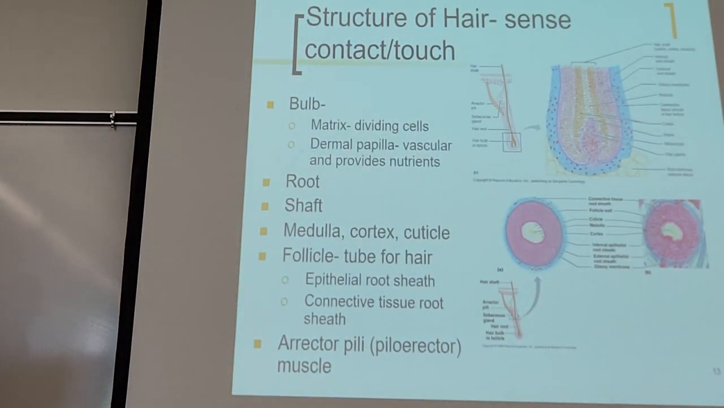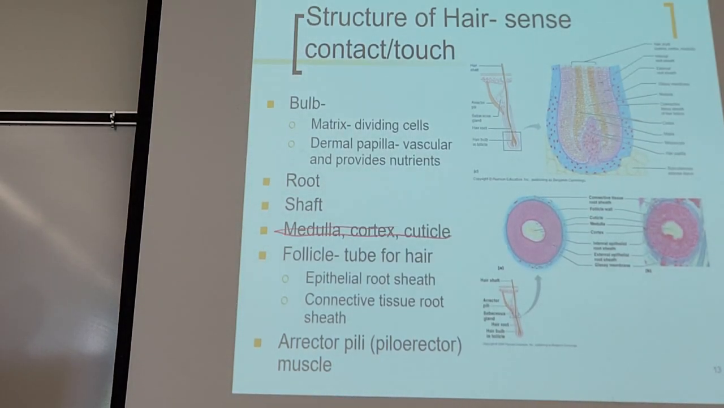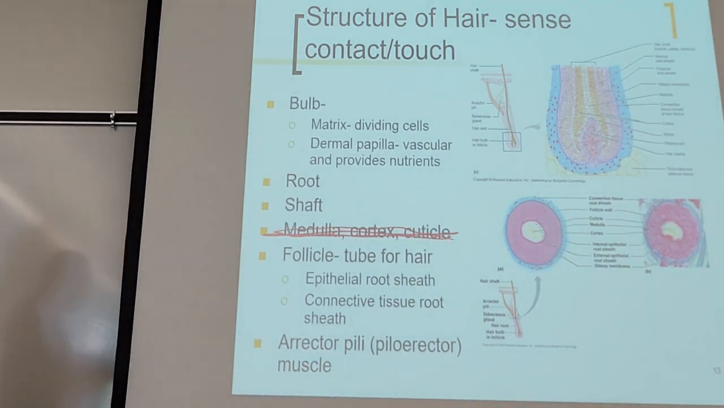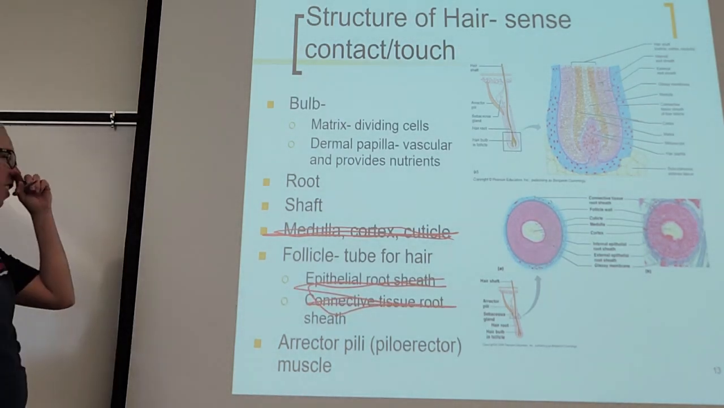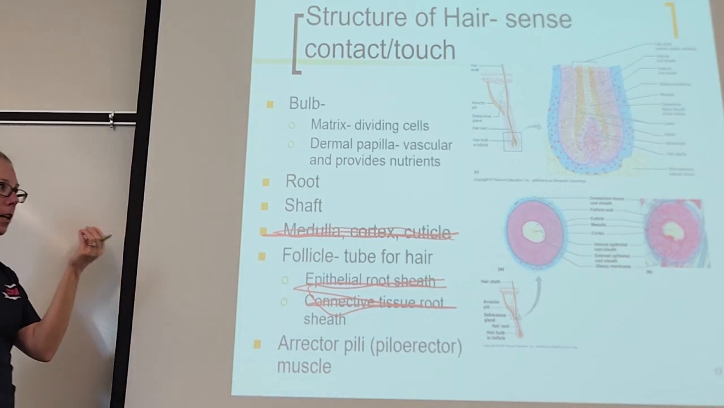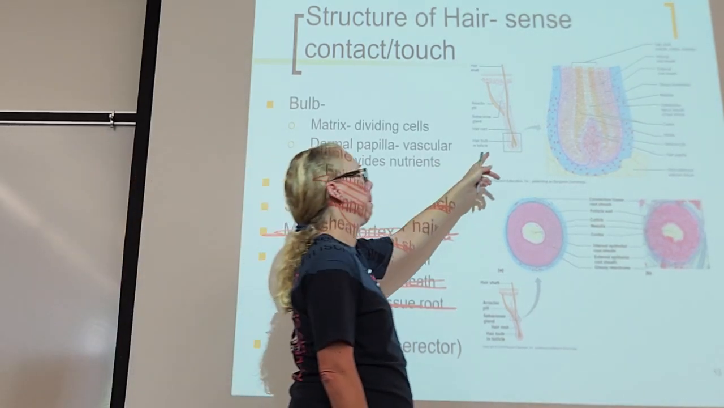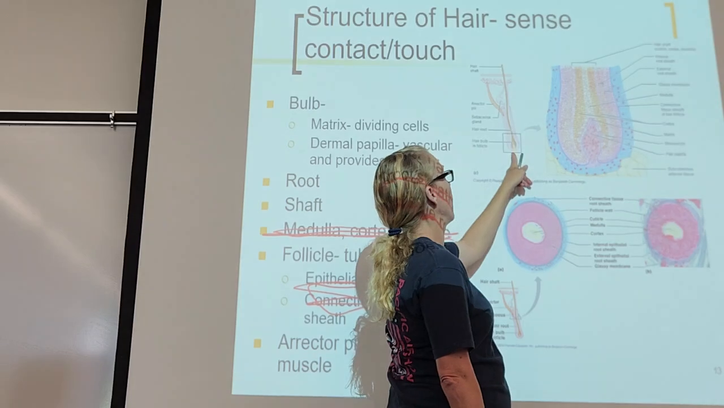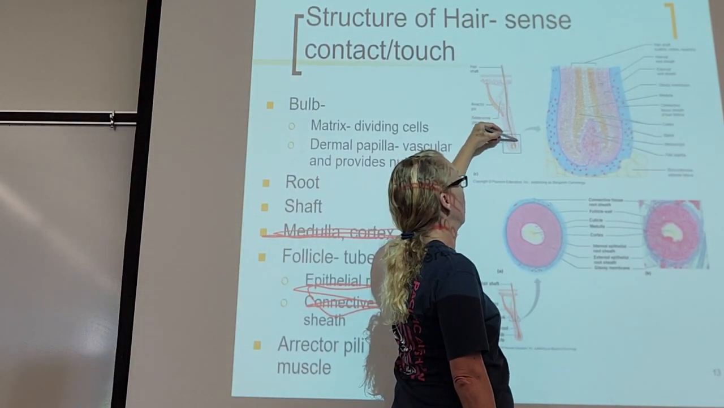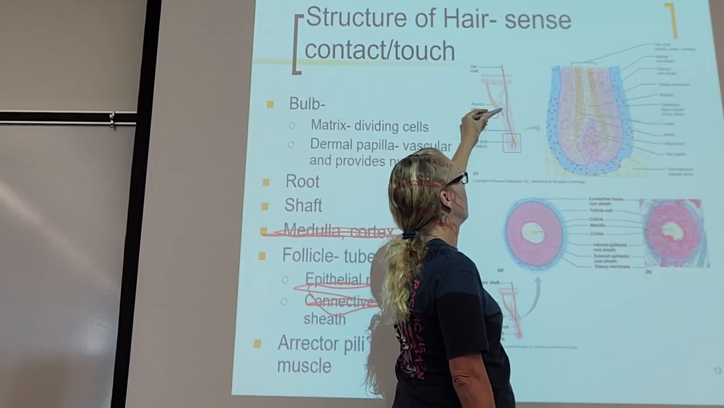Now, I'm not going to ask you about the medulla and cortex. You don't need to go into that kind of depth. Follicle, we're going to look at in lab, but it doesn't matter to me that you know two different layers of it. So just follicle is fine. The follicle is like a covering that covers the bulb and the root below the skin. It's kind of like this little covering here, and it's deep.